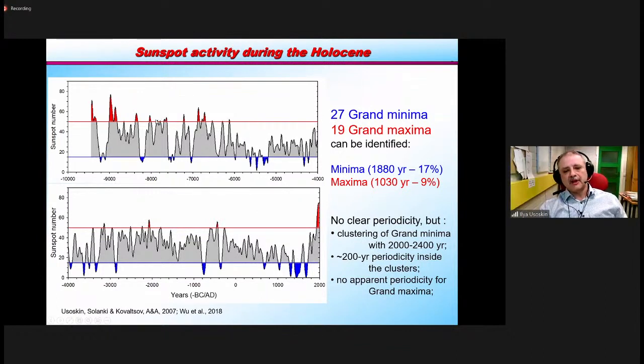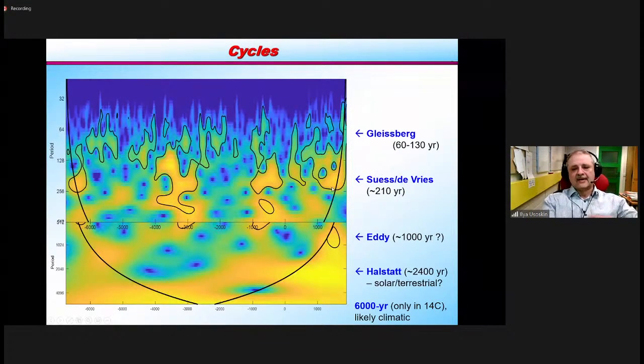And there are also periods of very high activity, similar to the modern grand maximum, but they are not regular and they tend to appear in the early part of the series, probably related to a climate effect that we don't know. Overall, we may say that around 17% of the time, the sun spends in the grand minimum condition and around 10% in the grand maximum condition.